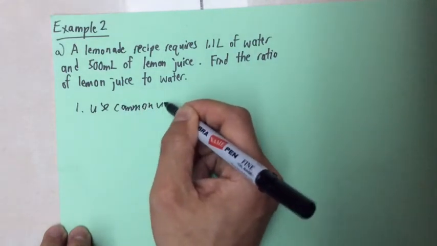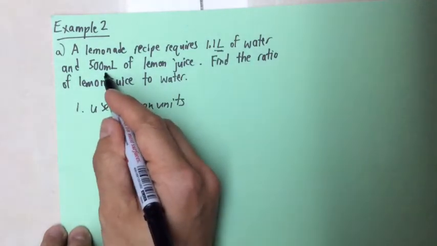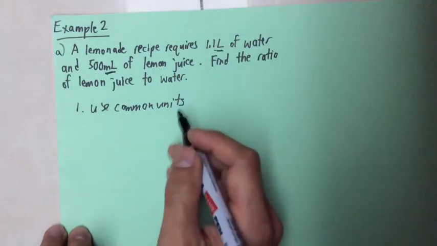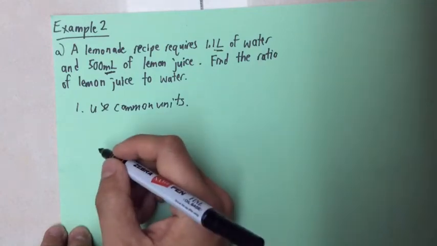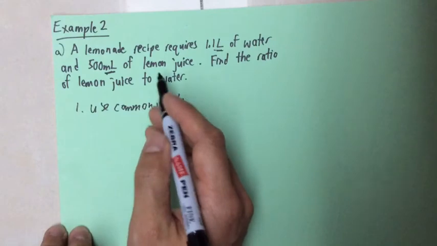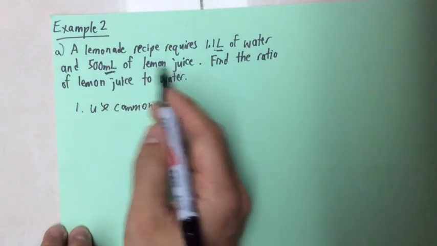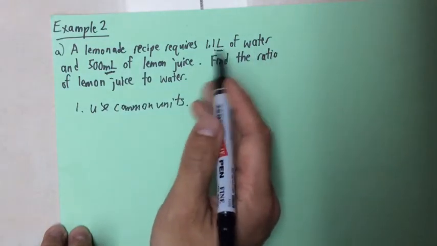Use common units. Here we have liters and here we have milliliters, so they must be rewritten so that they use common units. Secondly, find the ratio of lemon juice to water. Make sure you get the order correct. Lemon juice is written secondly here, whereas we have water written first.